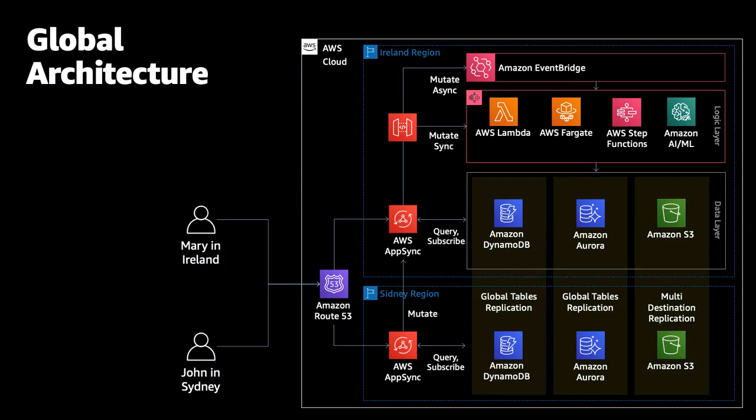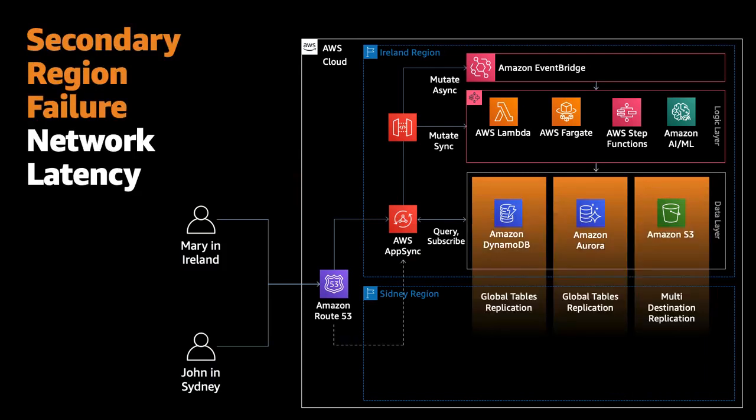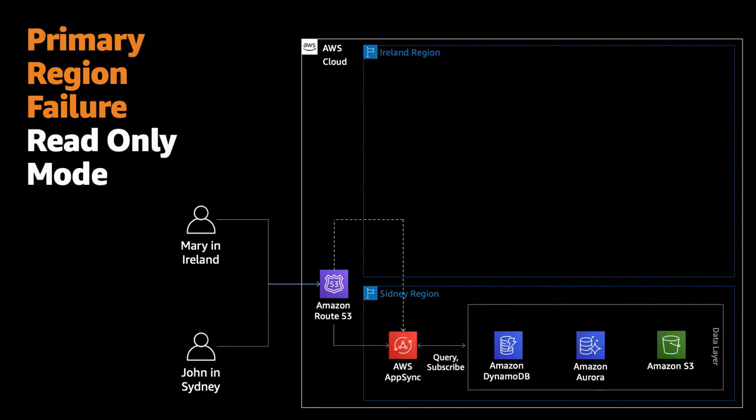Finally, API Gateway and EventBridge will handle writes, but only on the Ireland region. If the workload in the Sydney region fails, then Route 53 will divert John to Ireland. So John will only notice an additional network latency on reads.